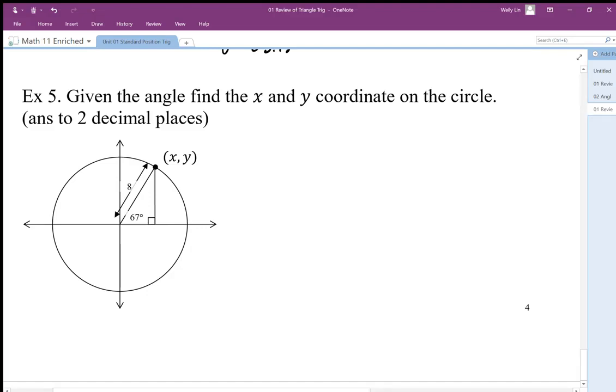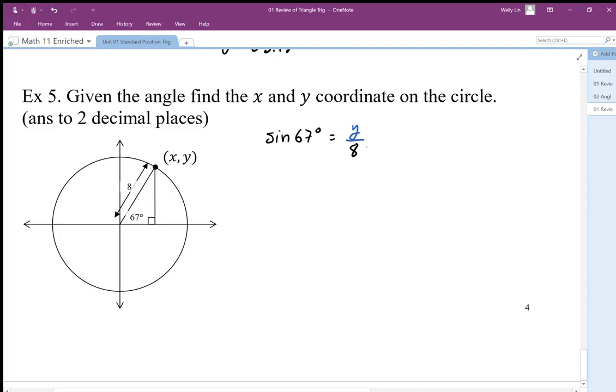Okay, so I'm going to do this. I'm going to say that the sine ratio of 67 degrees is equal to the opposite side, y, or vertical. Remember that we want to connect sine with vertical, cosine with horizontal. So there's my y, and it's being compared to my hypotenuse or my radius, which is 8.